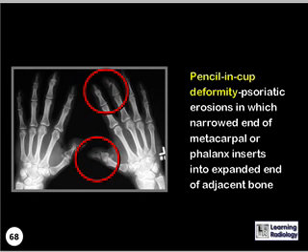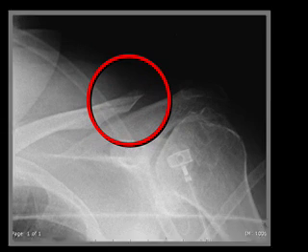This is a pencil in cup deformity, psoriatic erosions in which the narrowed end of the metacarpal or phalanx inserts into the expanded end of the adjacent bone. What sign is shown here?